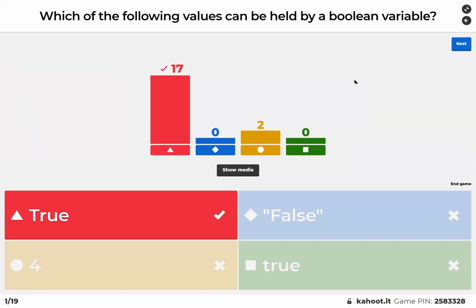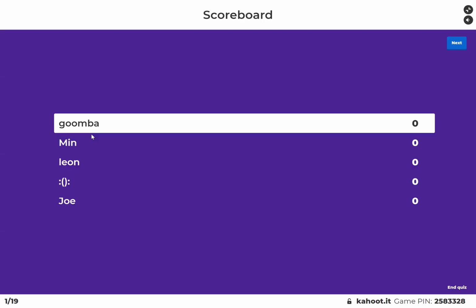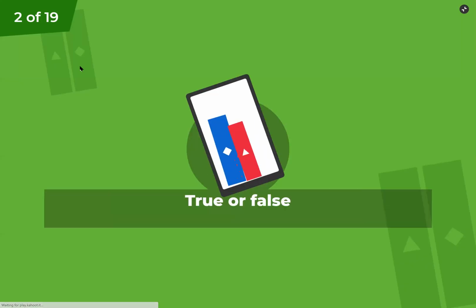Well done, everyone. We are able to hold True with a capital T in our Boolean variables. Python uses a capital T True rather than a lowercase t true. Good job. All right, in first place, we have Goomba by 10 entire points.